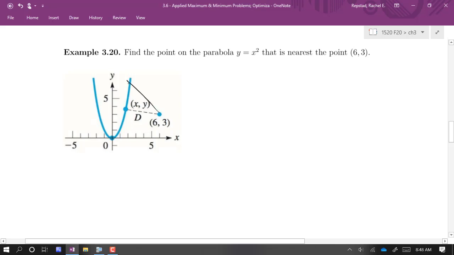That looks like it could be the closest, right? If I look at other distances, those all look bigger, right? So it looks like the point on the parabola nearest the point 6, 3 could be somewhere around there. We want to find out what it is exactly. And if we want to find the point that's nearest, what we want to do is minimize distance. So we're going to minimize, and they've labeled that D in the figure. So we're going to minimize D.